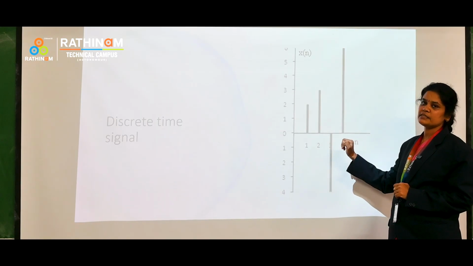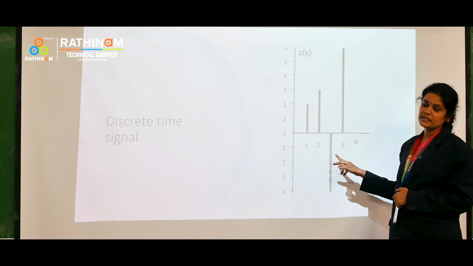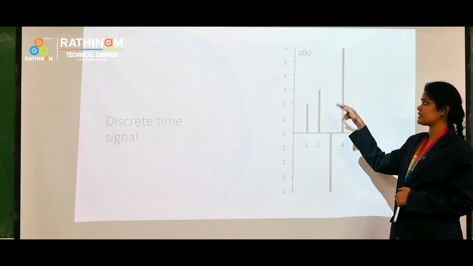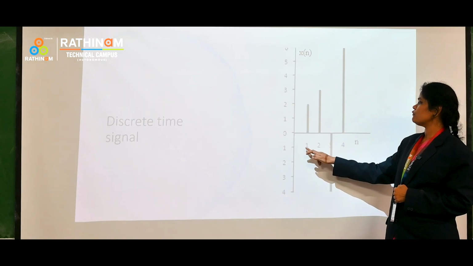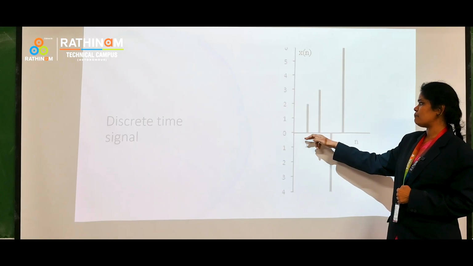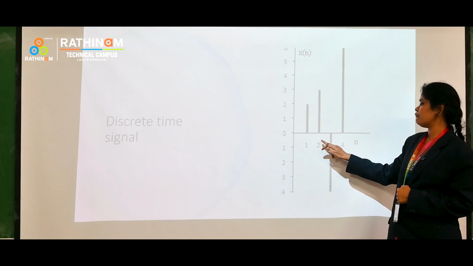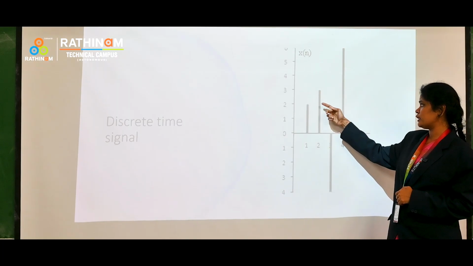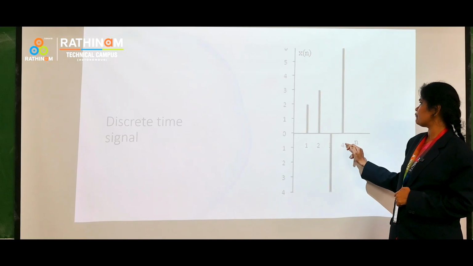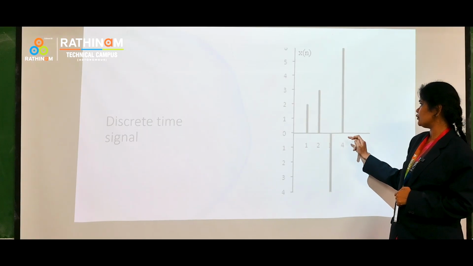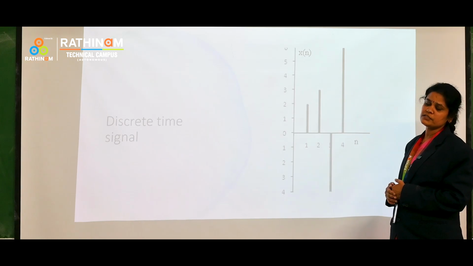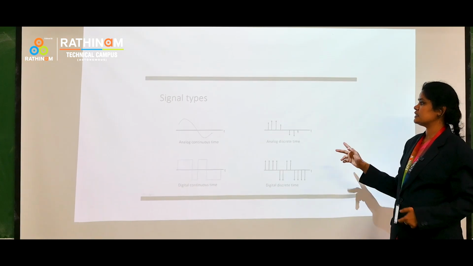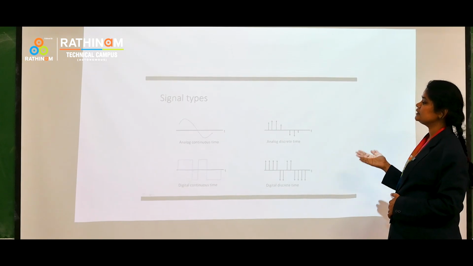It is represented by x of n. n is the value along the x-axis and x of n is the value along the y-axis. So in this, for the value of 1, the corresponding amplitude will be 2. For the value of 2, the corresponding amplitude value will be 3. For n equal to 4, your x of 4 value will be 6. This is the graphical representation of the discrete time signal. These are the signal types.